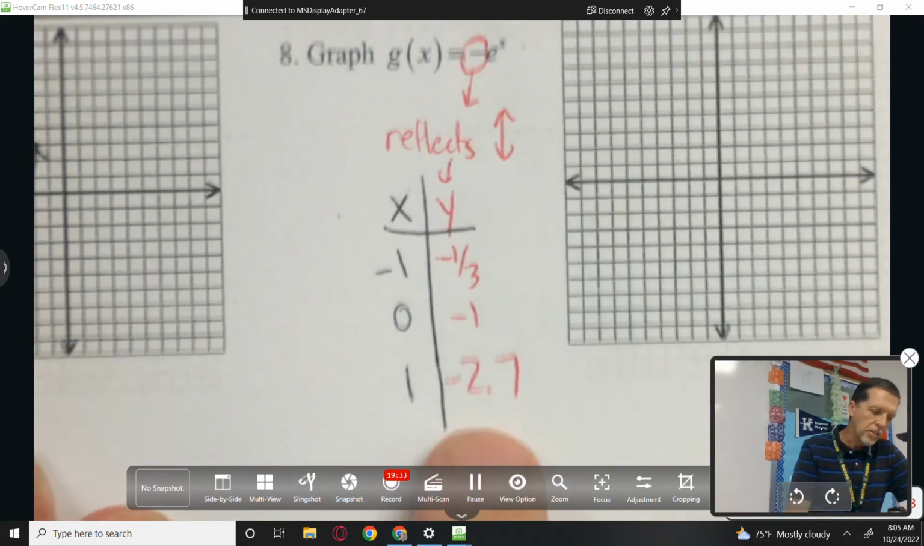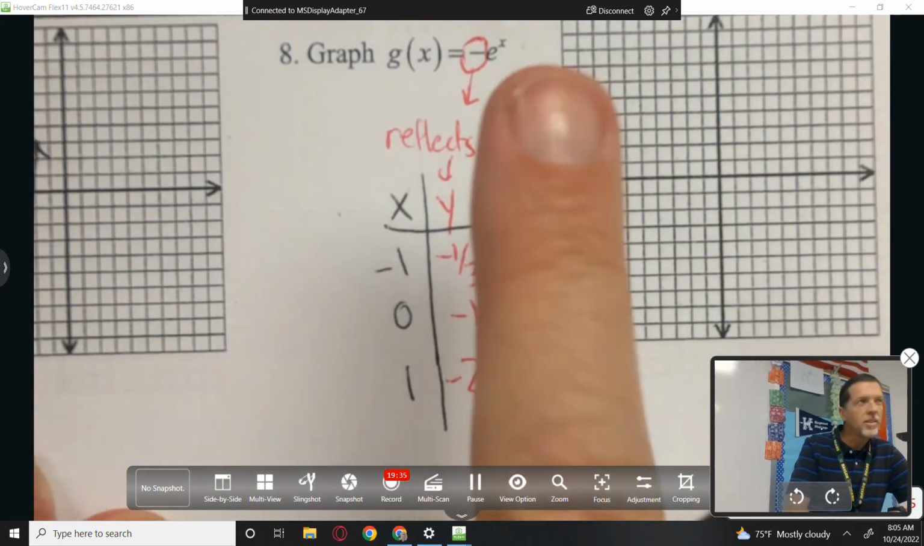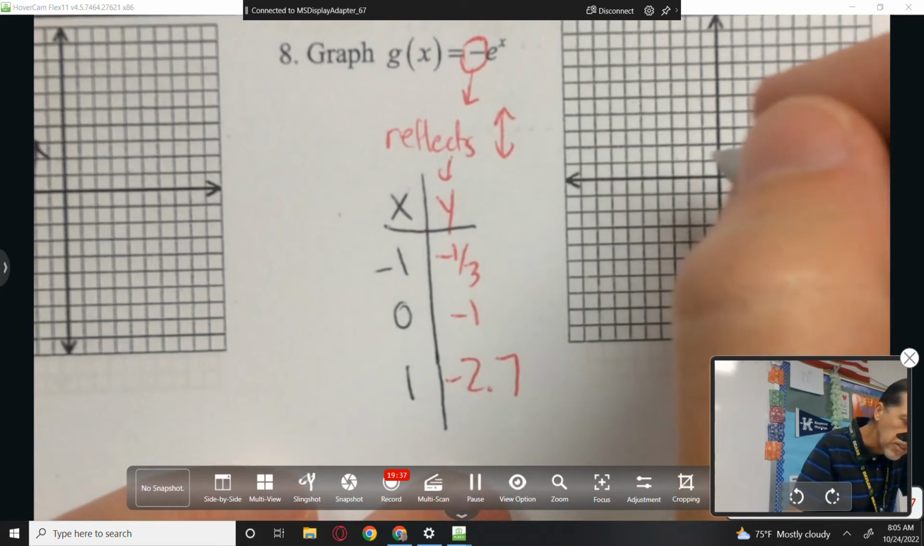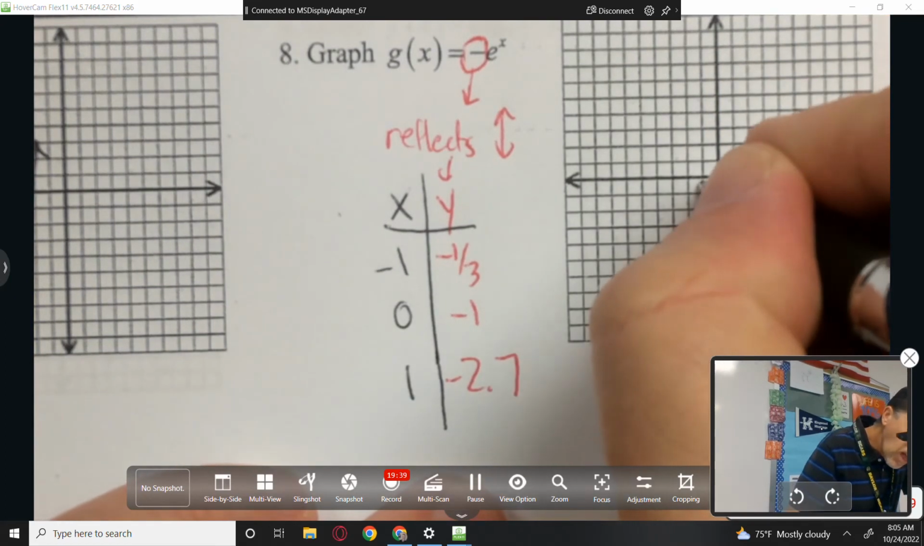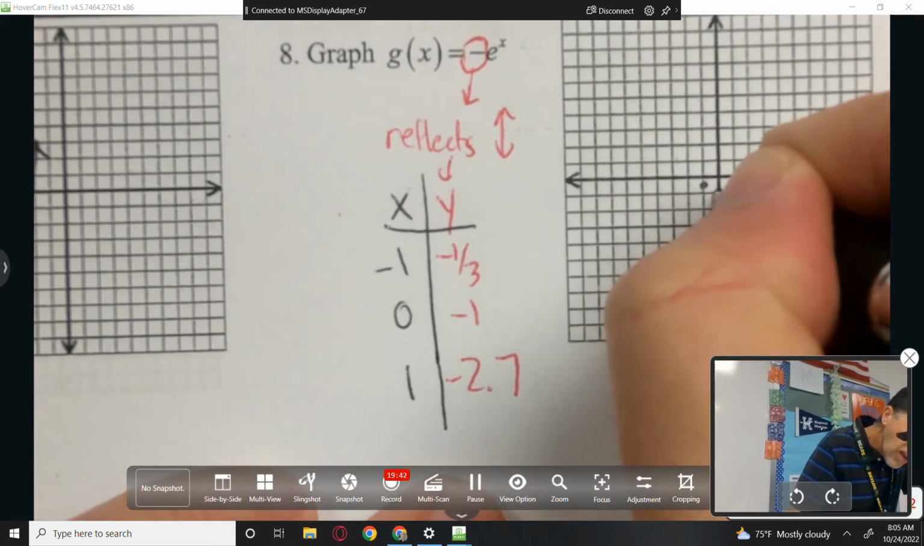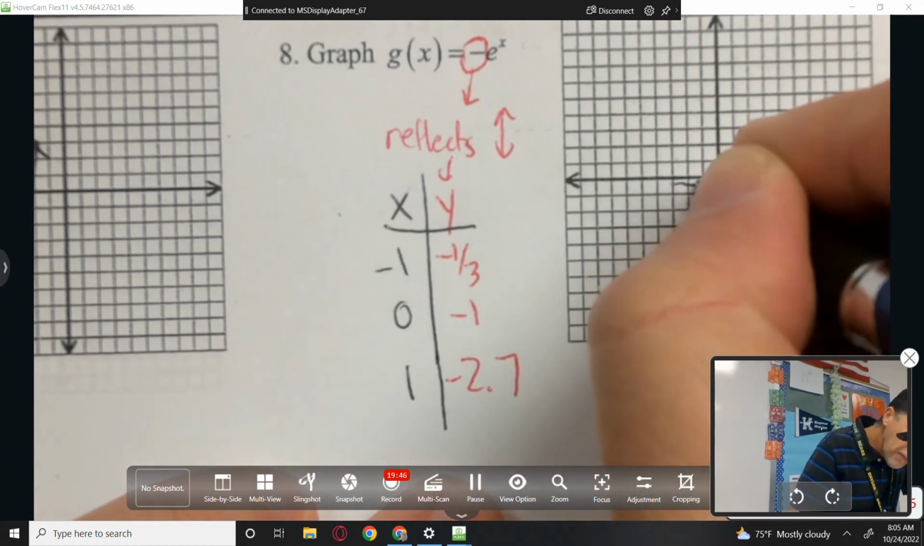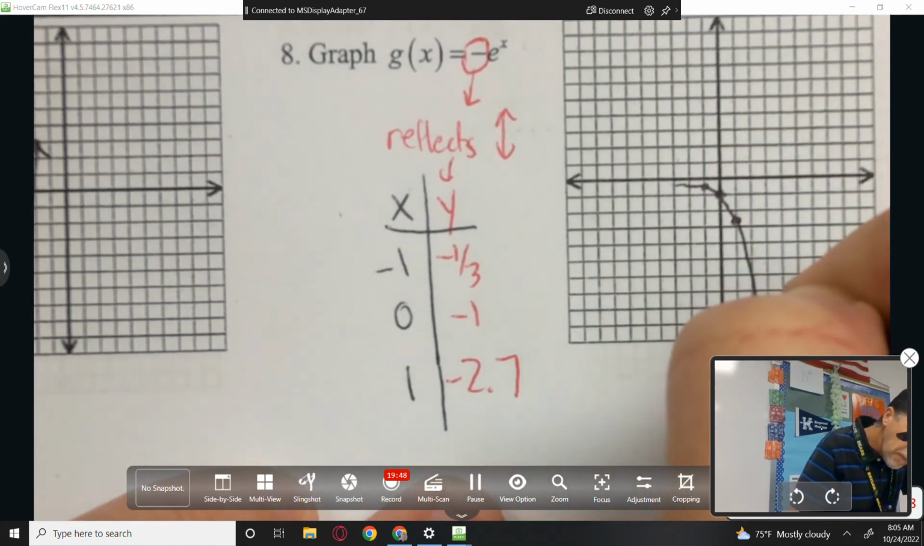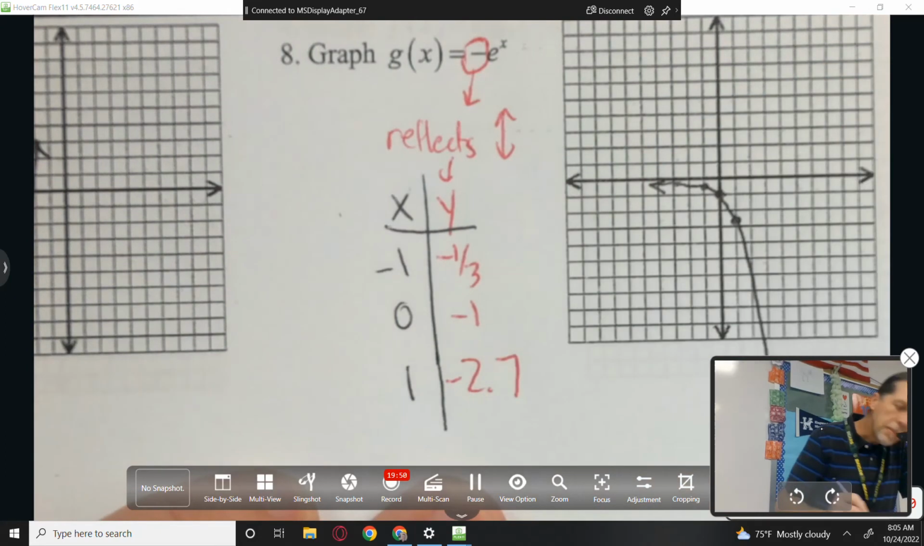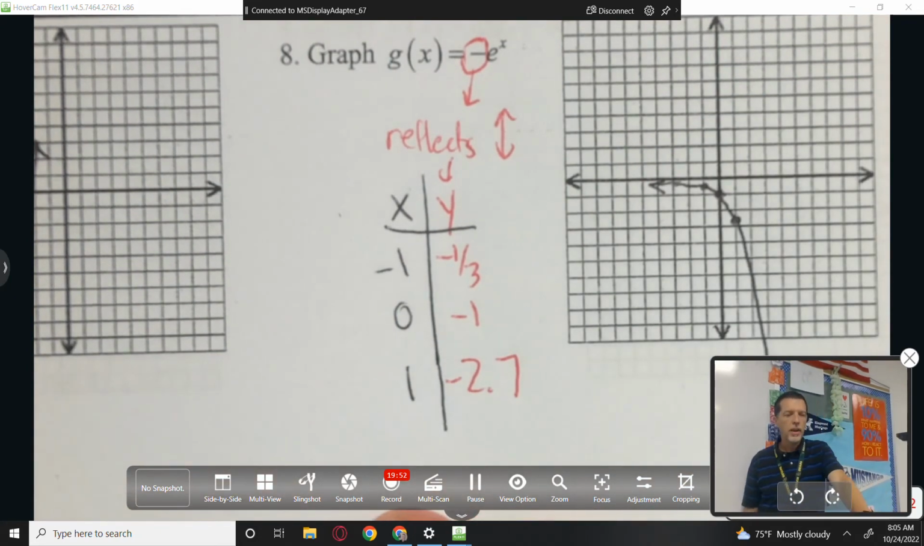So I'm going to graph it off the table and then see if my graph is indeed an upside down flip from where we started. Yep, that flipped upside down.